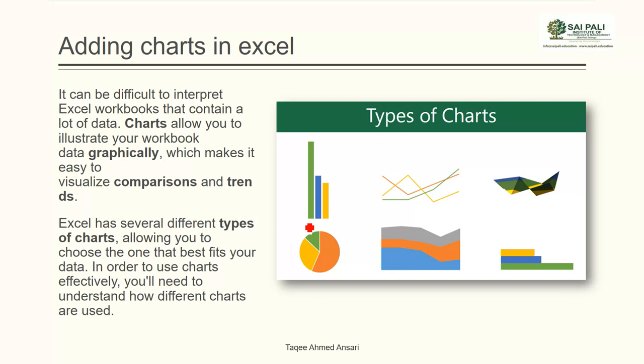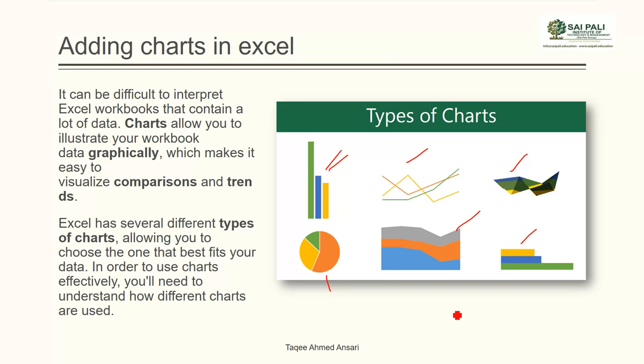Now Excel has different types of charts that you can choose from, but you have to choose the chart which best fits your data, because not every data can be explained in every chart. Some data we can explain in a bar chart that we cannot explain in a pie chart. So these are some different charts, like bar chart, line chart, area chart, surface chart. You have to select the chart based on your data, which suits your data.